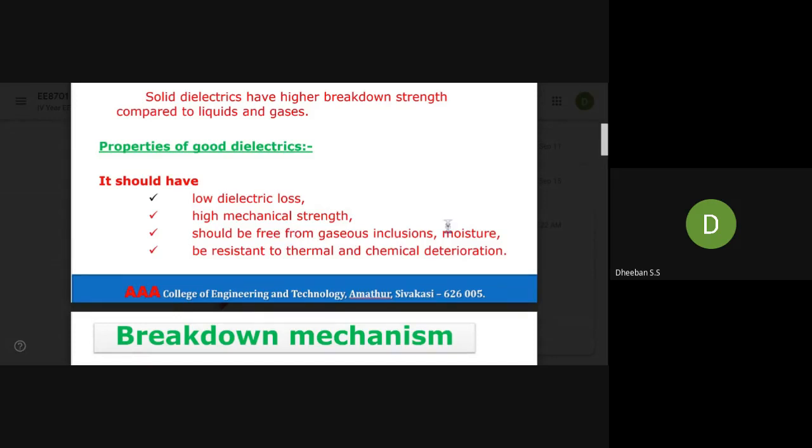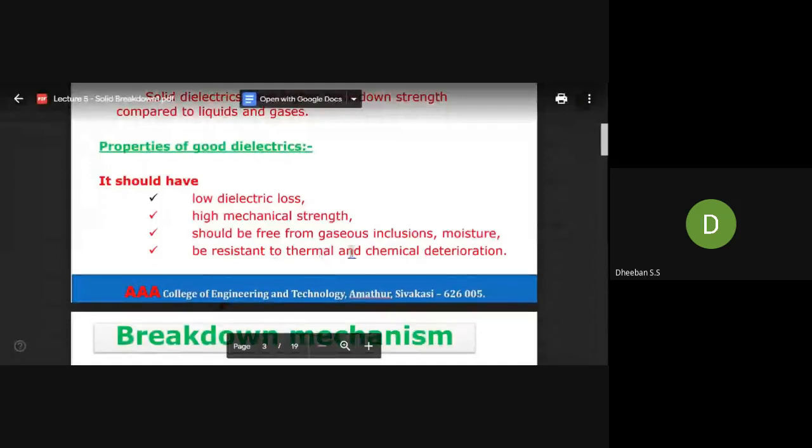You already know what you saw in cathode and anode heating, so just recall it. In that, due to the moisture content on the surface itself, there might be heating over the cathode and the anode. Be resistant to thermal and chemical deterioration.